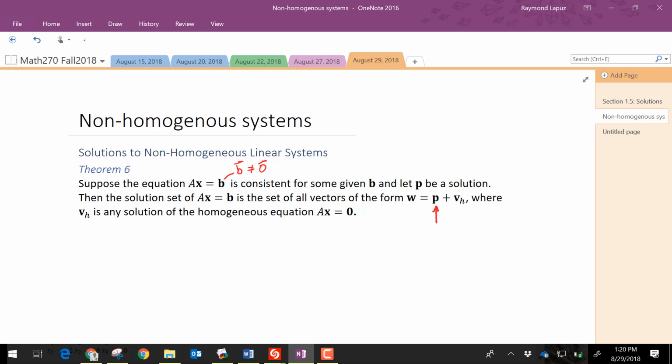So what are they saying? What they're saying is that if you have a solution to Ax equals b, that's to say it's consistent, then that solution can be written in the form of p, which is a random solution, plus vh. What? Yeah.